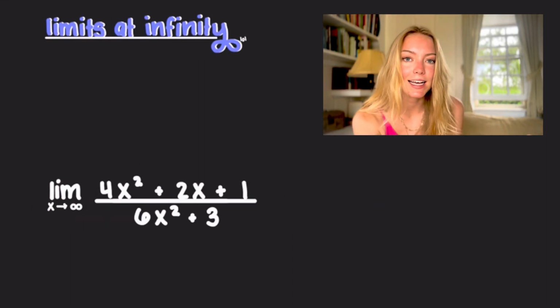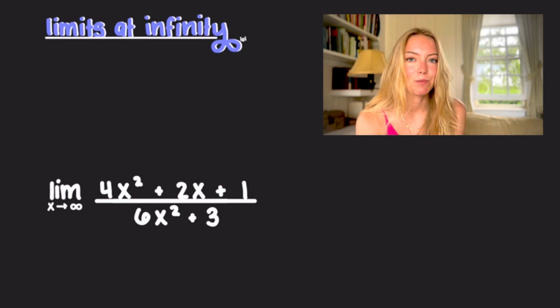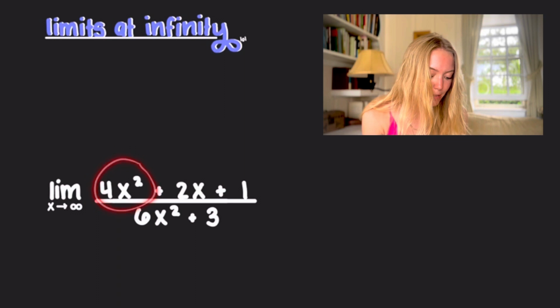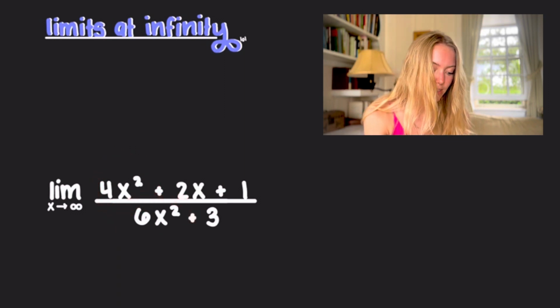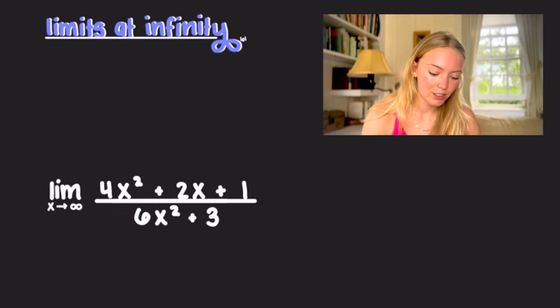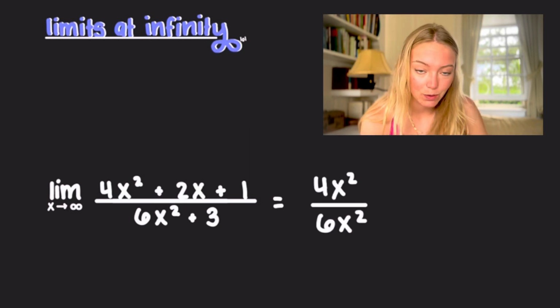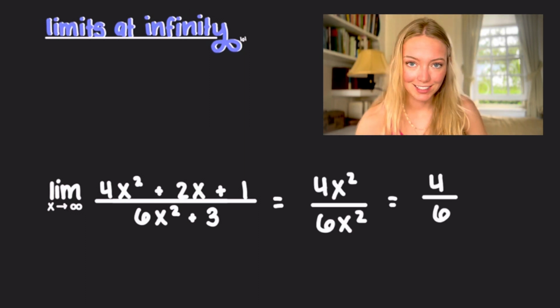Next example, same thing. We pick the biggest exponent on top, the biggest exponent on bottom, and that's what we're going to evaluate. So x squared is the biggest, 6x squared is the biggest on the bottom. So this turns into 4x squared over 6x squared. But these x squareds cancel out. 4 over 6 is your answer.